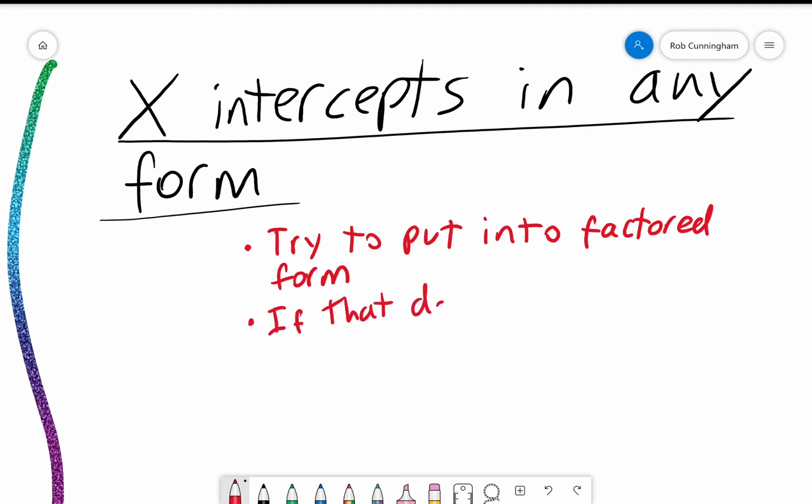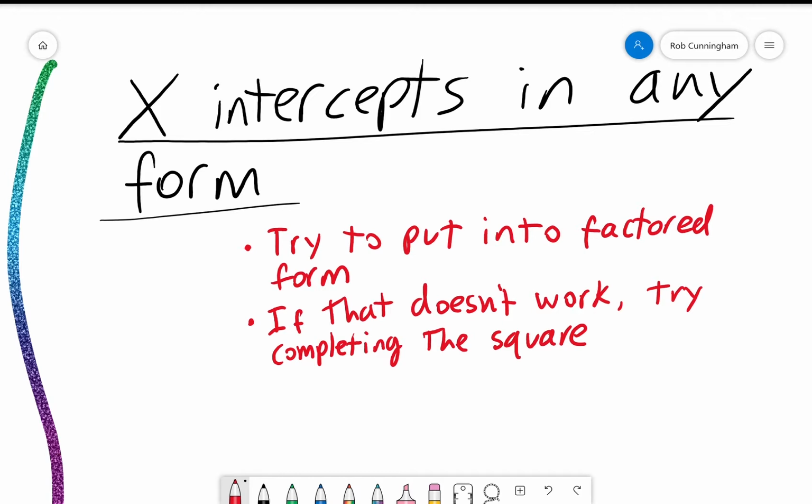If that doesn't work, like if the quadratic isn't factorable, you can still maybe figure it out by completing the square. So you want to try factored form first. If that doesn't work, then maybe try completing the square and solve that way. All right, let's do a couple of examples.